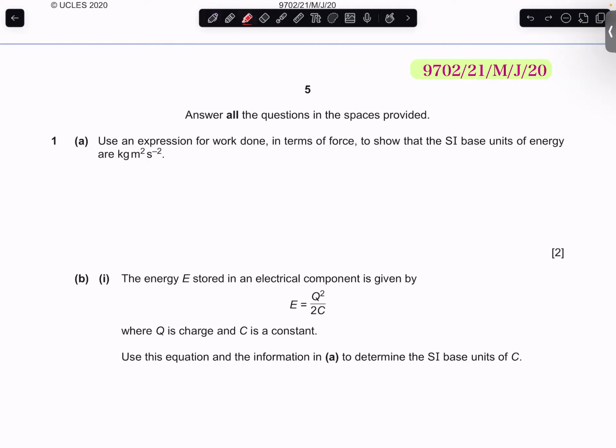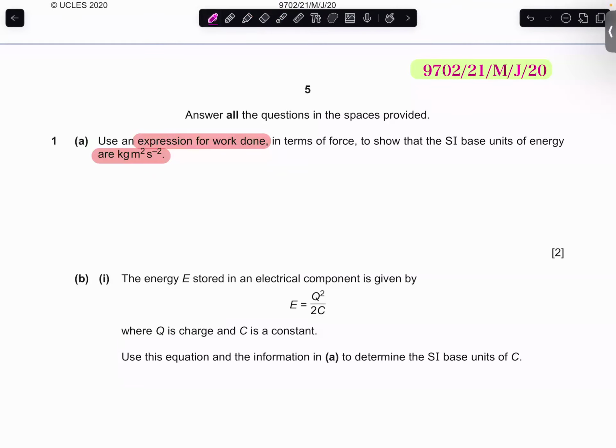Part A: use an expression for the work done. An expression for the work done is required in terms of force to show that the SI base unit of energy is kilogram meter square per second square.